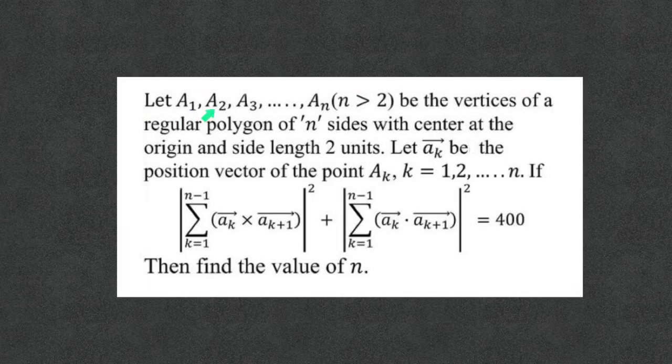Let a1, a2, a3 and so on up to an, where n is greater than 2, be the vertices of a regular polygon of n sides with the center at origin and side length of 2 units. Let ak be the position vector of the point Ak, where k is 1, 2, 3, and so on. If this expression is equal to 400, find the value of n.